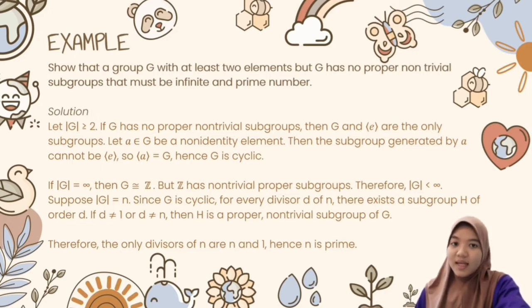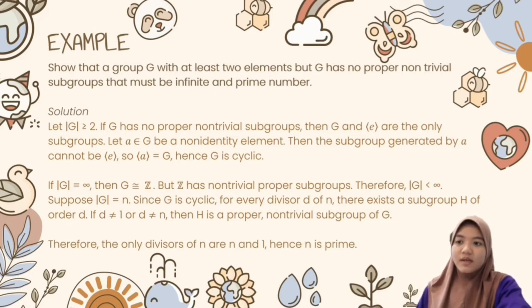Next, we let A in G be a non-identity element. Then the subgroup generated by A cannot be the subgroup of the identity element. So the subgroup generated by A is equal to G, hence G will be cyclic. After that, if the order of G is equal to infinity, then G is isomorphic to the set of integers. But the set of integers has non-trivial proper subgroups. Therefore, the order of G must be finite.